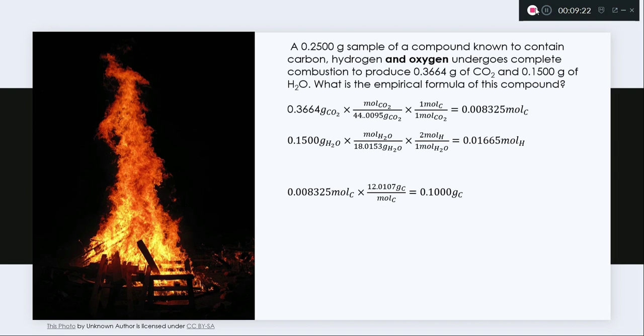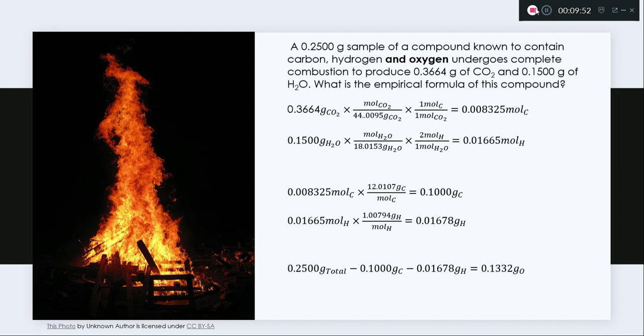Now what I'm going to do is take my moles of carbon that I got in the first step, multiply times the molar mass of carbon, the atom, and I'm going to find out that I have 0.1 grams of carbon. I'm going to take my moles of hydrogen in my second step, multiply times the atomic mass of hydrogen of 1.00794, and I get 0.01678 grams of hydrogen.